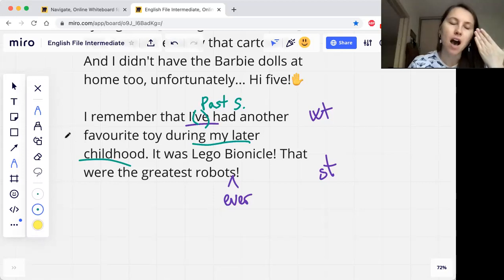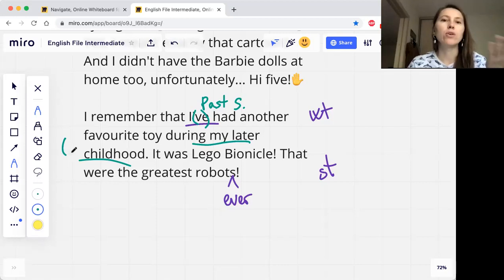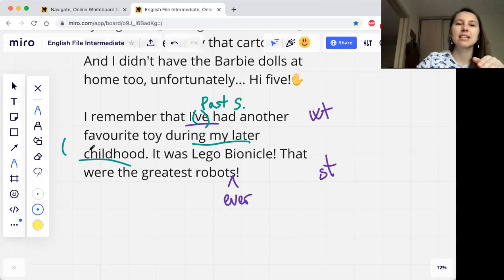So in my mind, I visualize it that this would be maybe, let's say, a couple of years when you were in primary school, or maybe it was your last year in kindergarten, something like this. So it would be really, really specific years, and this experience cannot be repeated. You are not going to have the same favorite toy when you are 30 or 40 or 50 years old.